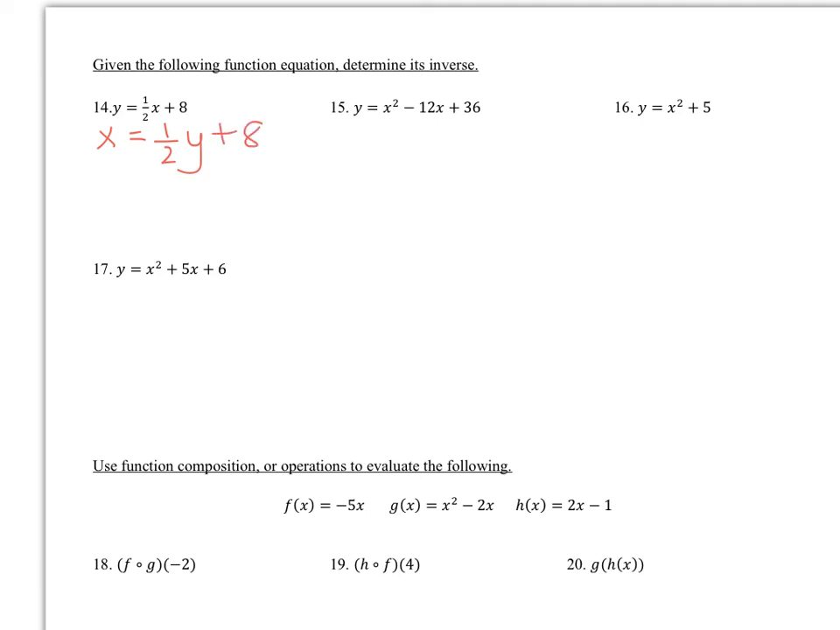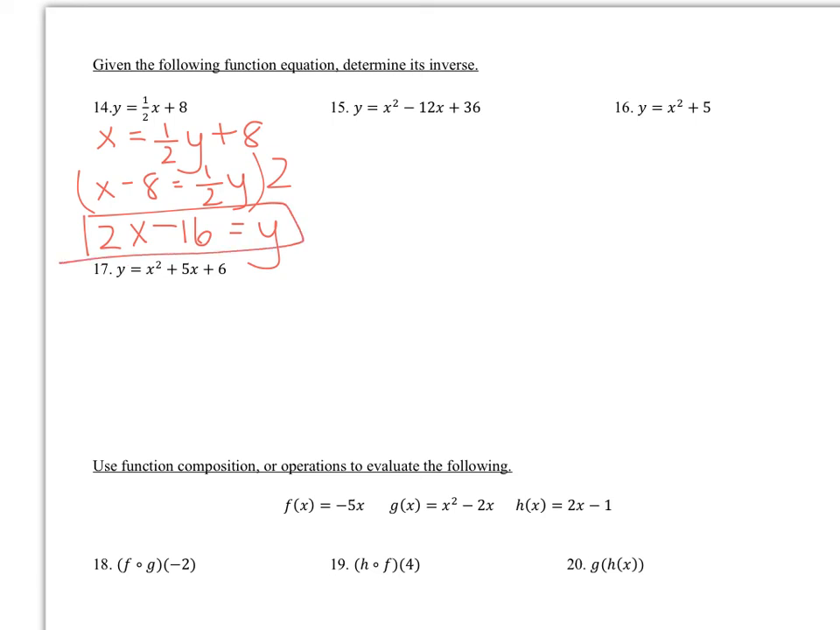Now solve for y. Subtract 8 on both sides, so I have x minus 8 equals 1/2 y. Multiply the whole thing by 2. 2x minus 16 equals y. This is the inverse equation.